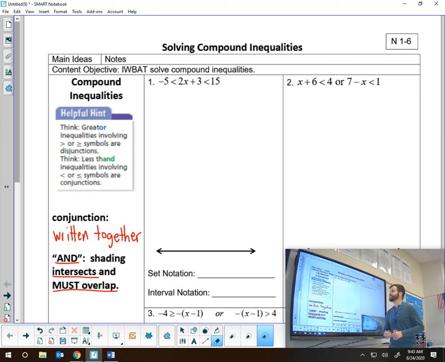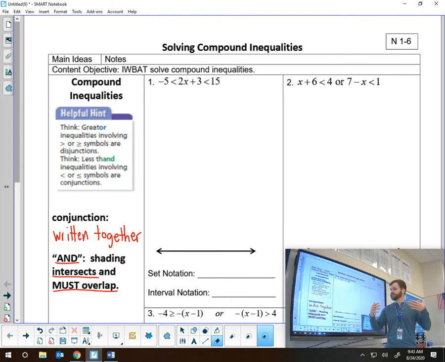Hey guys, today we are talking about solving compound inequalities. Now compound inequalities are just like regular inequalities except we have two less than or greater than signs. They're written in two ways. The first way is like this, where we have it all together with my x in the middle and we have our less than or greater than sign on the outsides. That is called a conjunction, and that is when it's written together.